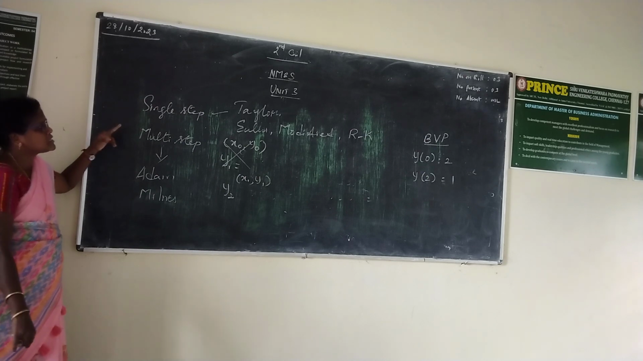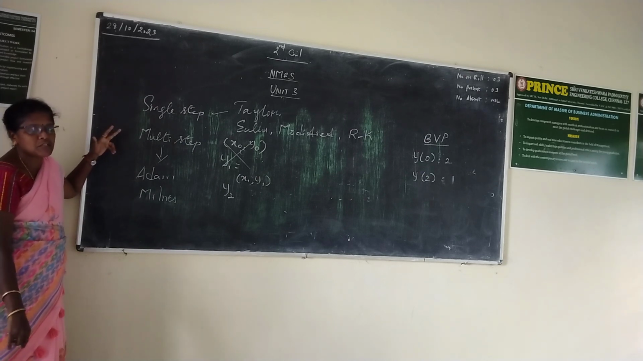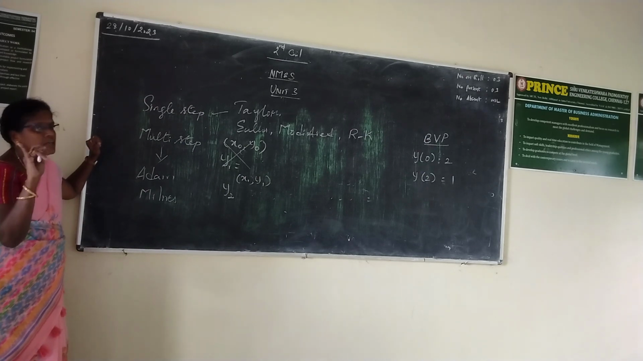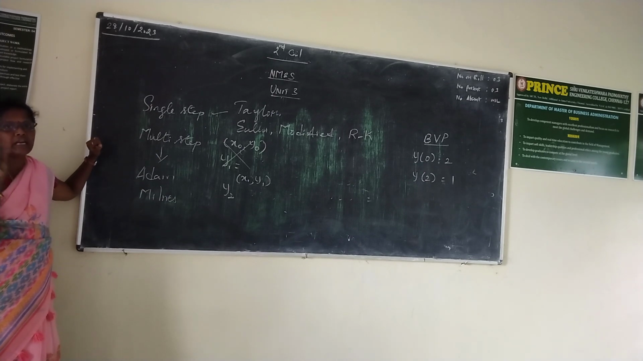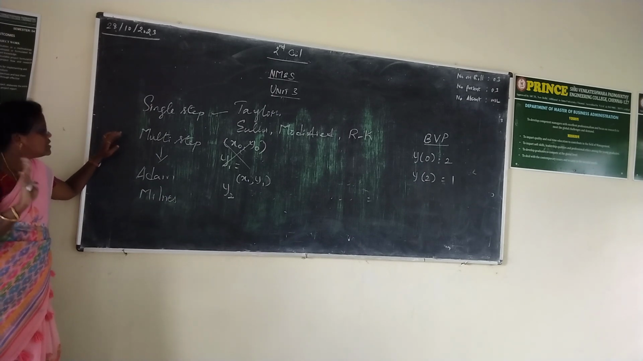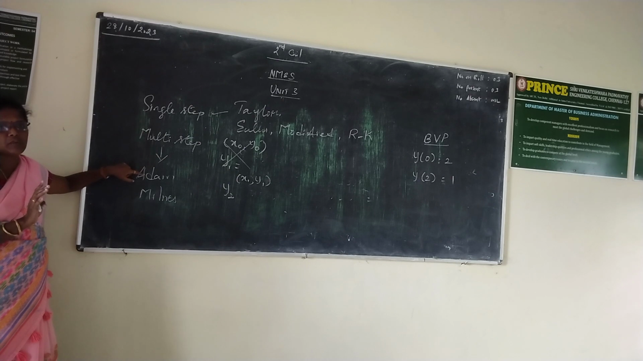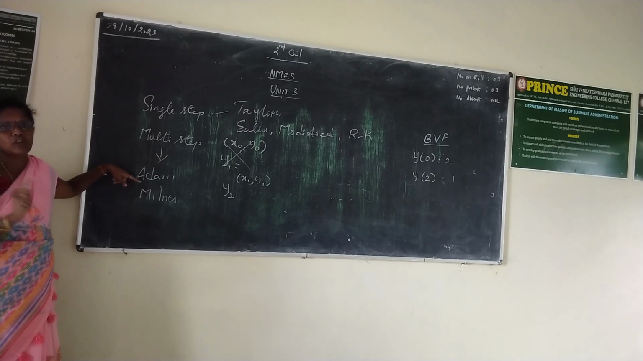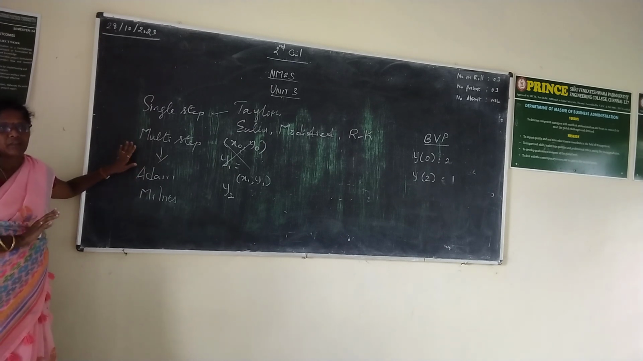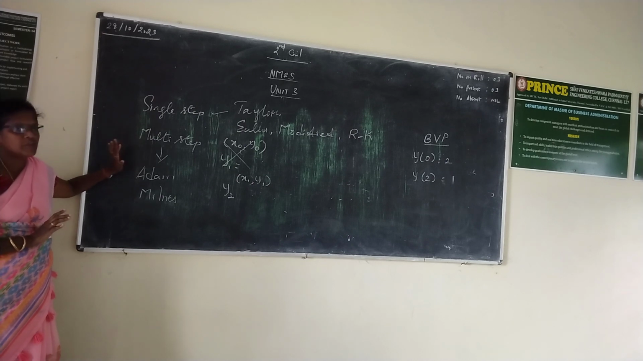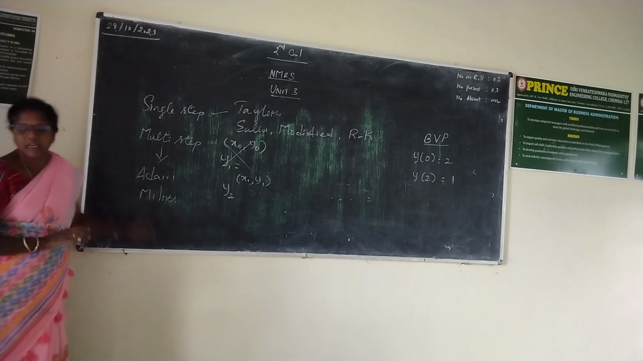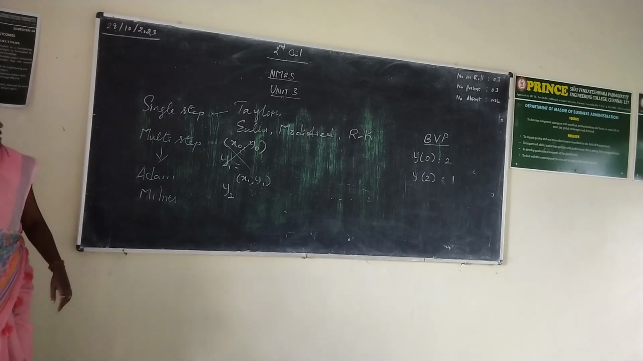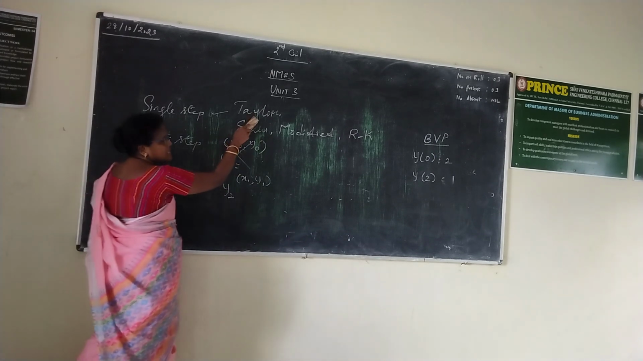So for single step methods, how many methods are we going to discuss? Taylor's, Euler's, modified Euler's and RK method, 4 methods. For multi-step we are going to discuss only 2 methods, Adams and Williams. So totally in this unit you are going to see only 6 different formulas and how to solve problems under this unit. This is just an outline of our unit. Any doubt? First we are going to start with the Taylor series method.